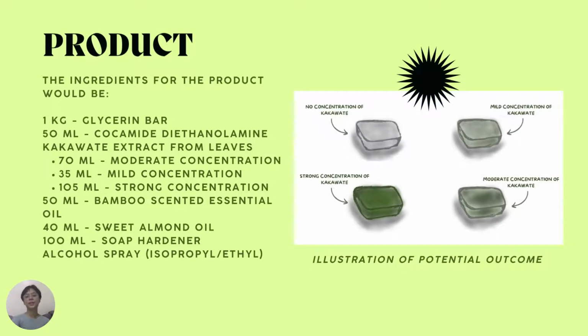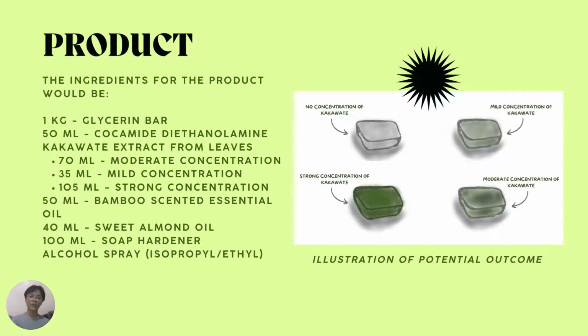Product. Moving forward, the product's ingredients are as mentioned: 1 kilogram of glycerin bar, 50 milliliters cocamide diethanolamine, and kakawate extract from leaves with varying concentrations. For moderate concentration, we have 70 milliliters. For mild concentration, we have 35 milliliters. And for strong concentration, we have 105 milliliters.